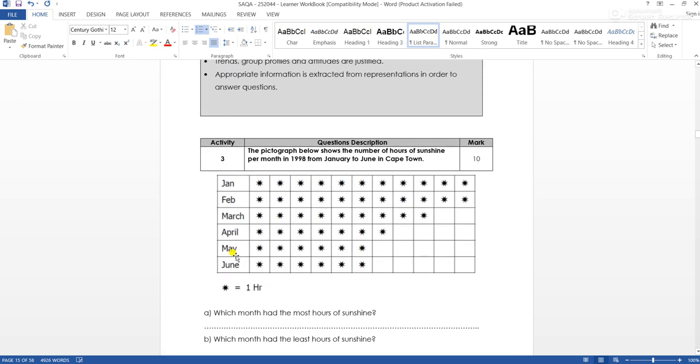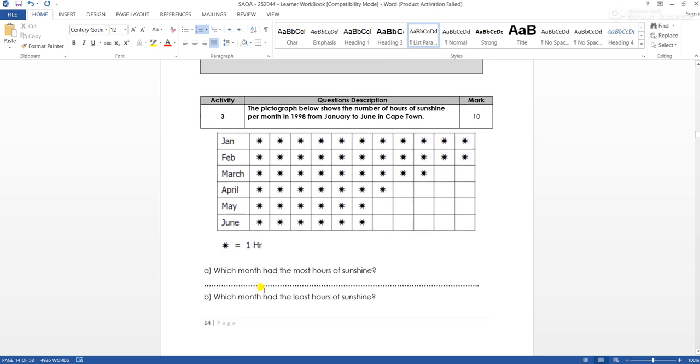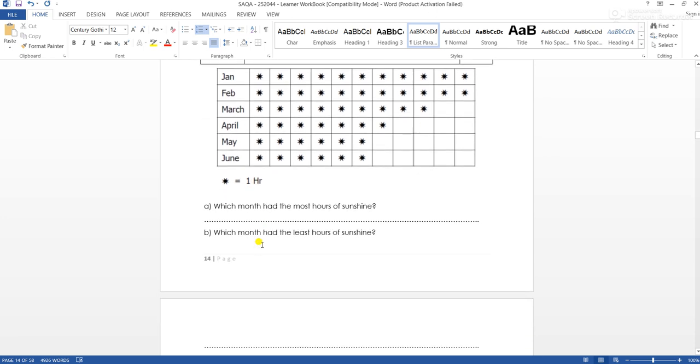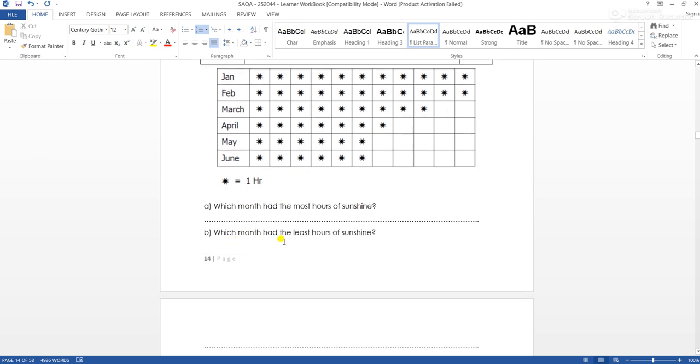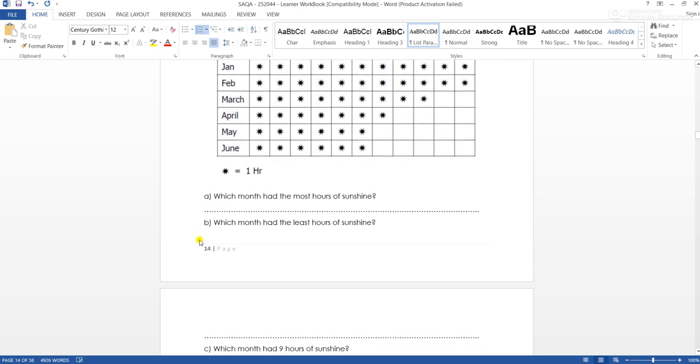Remember that one sunshine equals 1 hour. So this is quite tricky. Which month had the most hours of sunshine? You'll have to specify which month. And which month had the least hours of sunshine? You need to specify which month, not the hours.